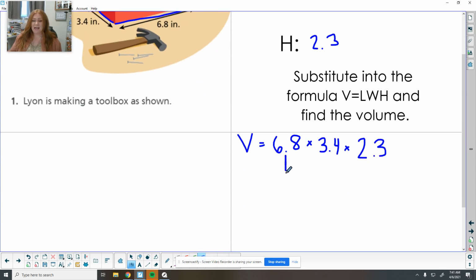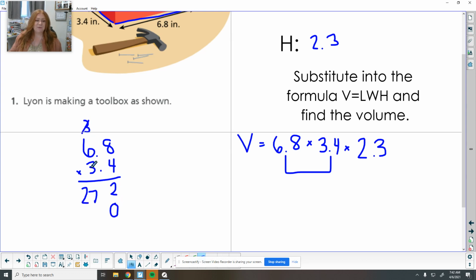So we're going to start and do 6.8 times 3.4. Go ahead and try that part. Don't forget to move your decimals. Pause the video, do that, and come back and check. So 8 times 4 is 32. 24, 25, 26, 27. I'm going to cross this off and put my placeholder. 3 times 8 is 24. 6 times 3 is 18, 19, 20.